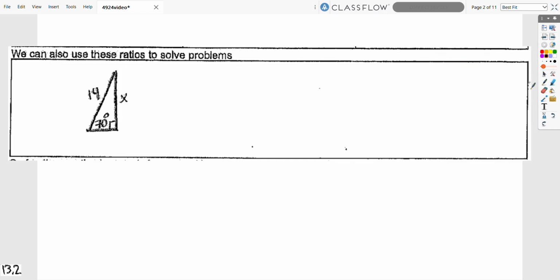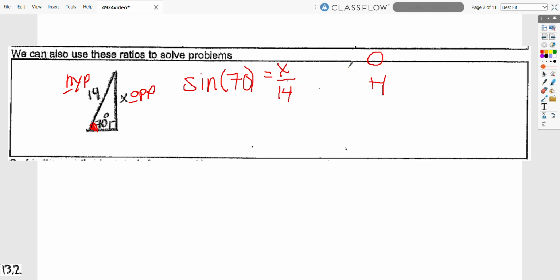We can also use these ratios to solve problems. We see that we're at angle 70 degrees, this is the opposite, and we know that this is the hypotenuse. The function that uses O and H is sine. So as a review, we set up the sine of the angle 70 equals the opposite over the hypotenuse, that's going to be x over 14, and then we solve by multiplying by 14 on both sides. So we've essentially set up a proportion, put that all in the calculator, and we get x is around 13.2, we'll call that centimeters.